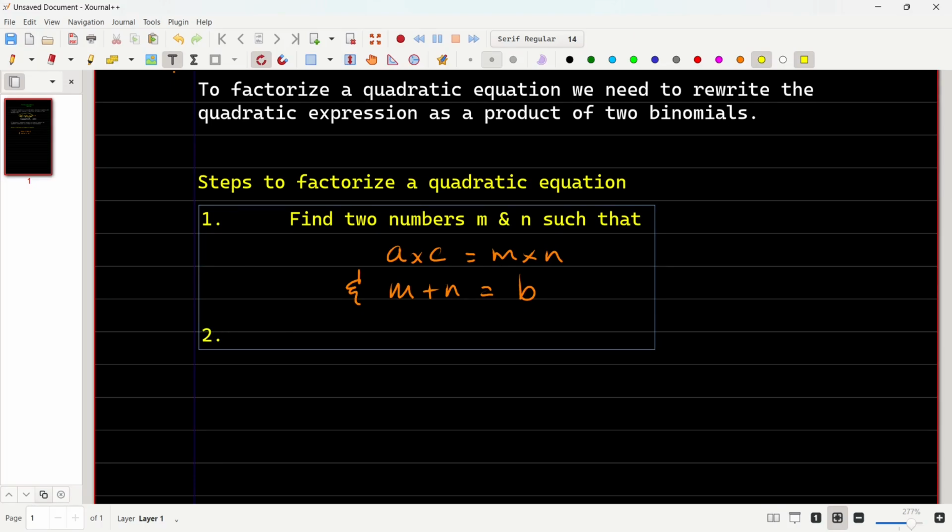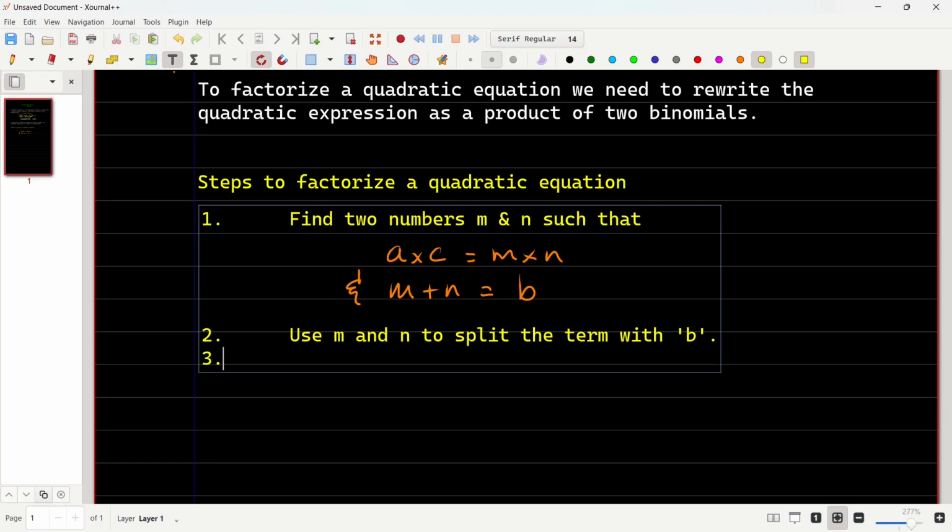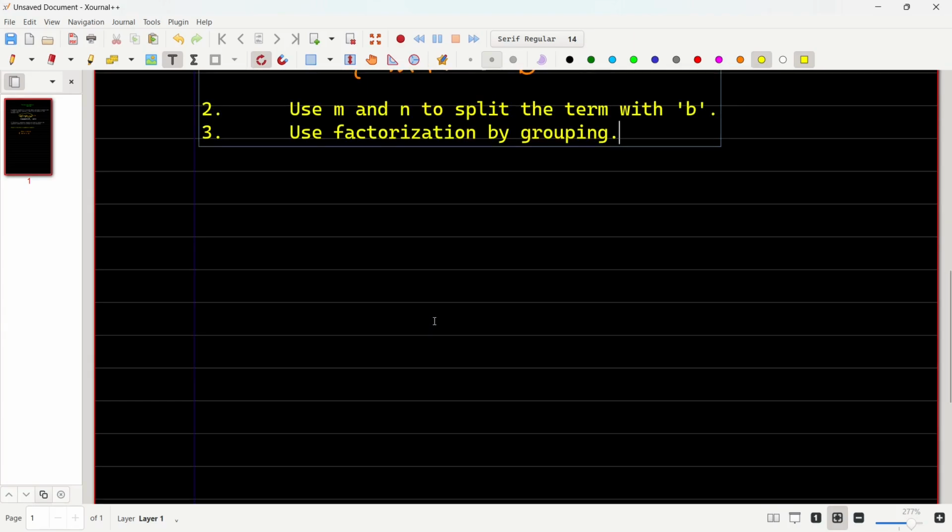So the second step is that we're to use m and n to split the term with b. All right, that's the second step. And then the last one is to use factorization by grouping. All right. So let's see about that. Let's go with an example. We'll start the examples now.